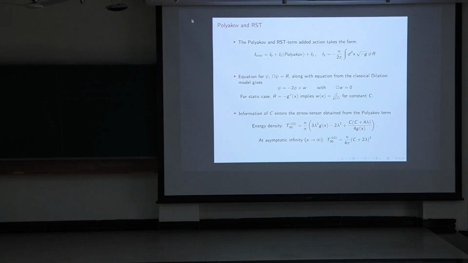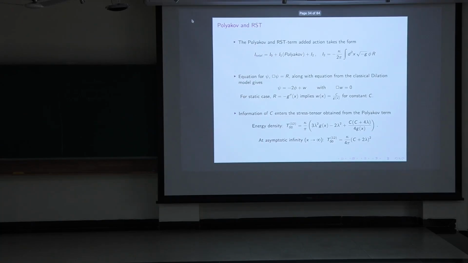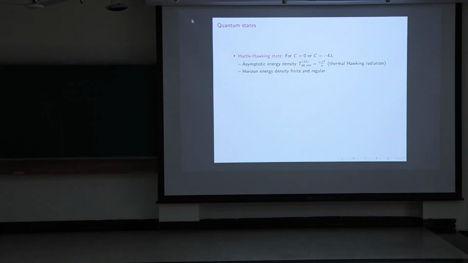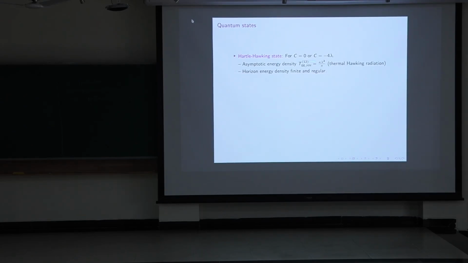If you take the RST and the Polyakov terms and calculate the combined energy density, then the generic T00, meaning T00 from term 1 plus T00 from here, takes this form, and at asymptotic infinity it has this simple form, c plus 2 lambda whole squared. Of course it's not there if kappa goes to 0, if there are no fields. So the Hartle-Hawking state is usually defined by c equal to 0, but what we found is that there is also another value of c, minus 4 lambda, for which the asymptotic energy density matches the thermal Hawking radiation, which is how you can pick out the Hartle-Hawking state.